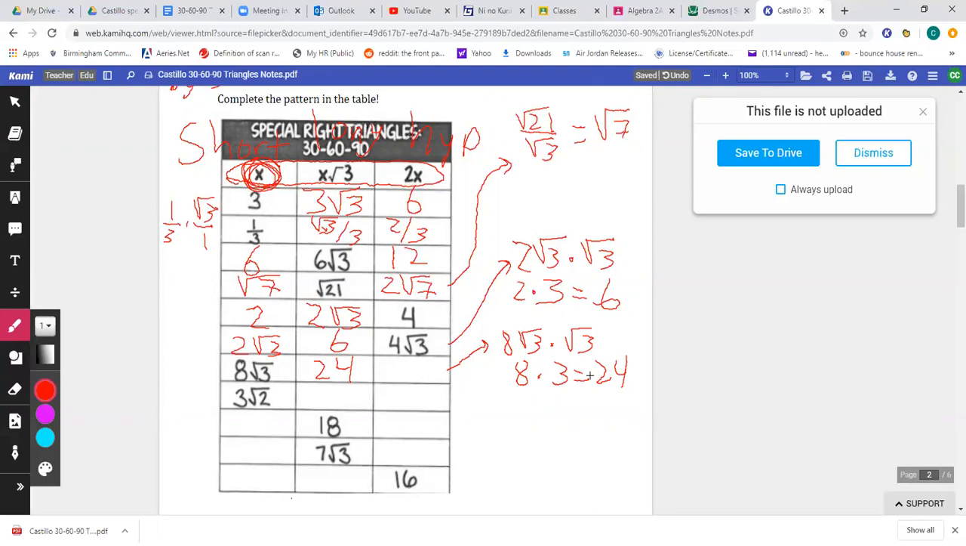And then now how do you get the hypotenuse? All you have to do is just double the short leg, right? So if 8√3 is your short leg, this one's easy, you just double that. This should be 16√3.